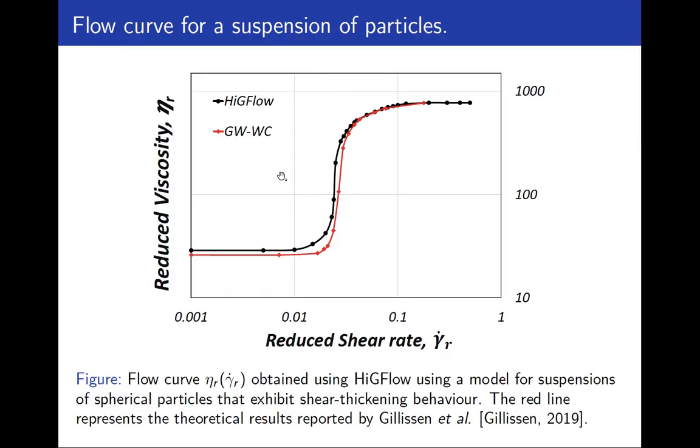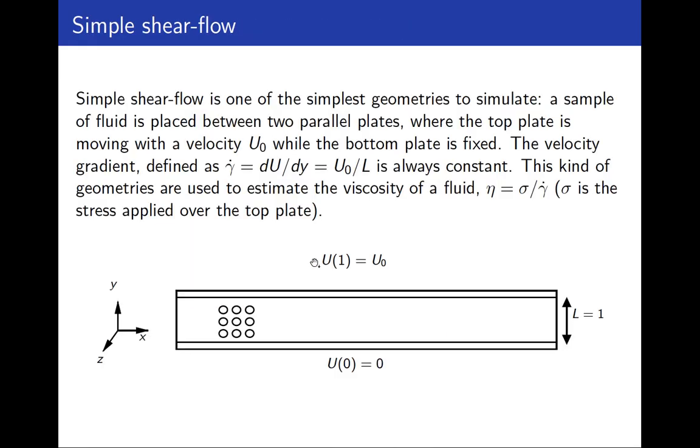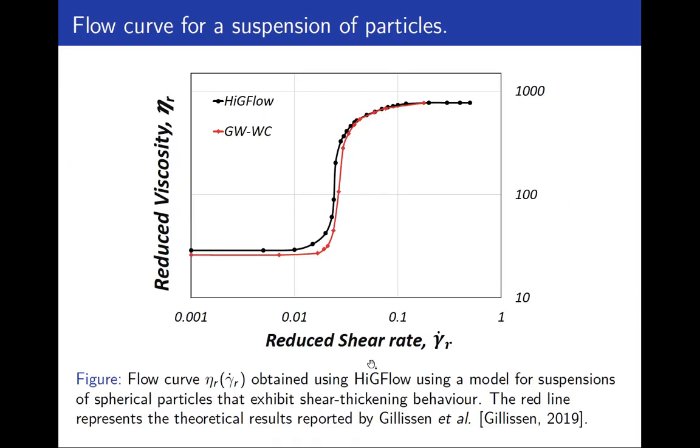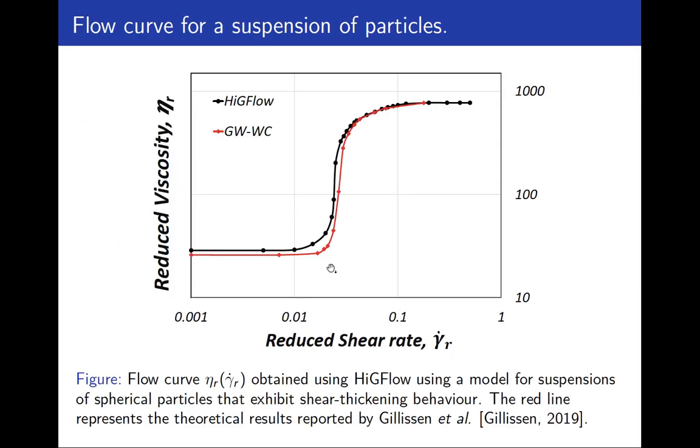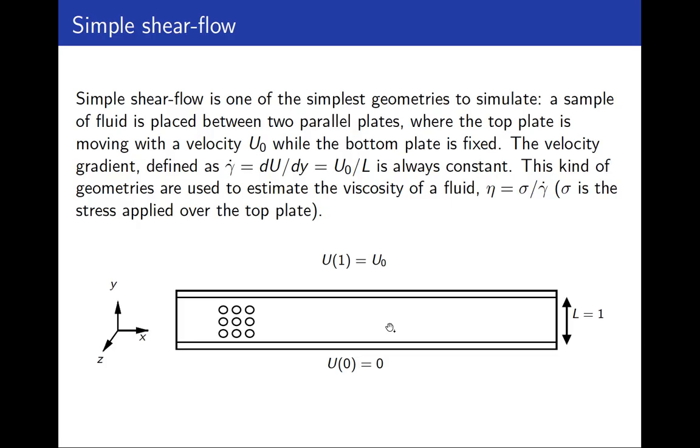And here I was comparing the results that were published by my colleagues, in red, with the results I obtained in high-G flow. So each point here represents a different simulation. For instance, these points were obtained when the velocity was 0.0001. These values were obtained when the velocity was 0.001, and so on. So the points were obtained for different values of velocity.